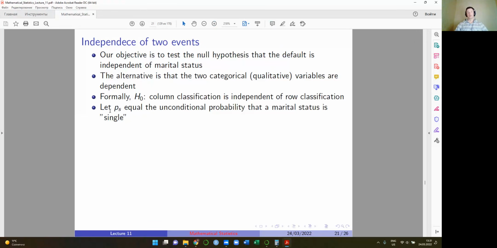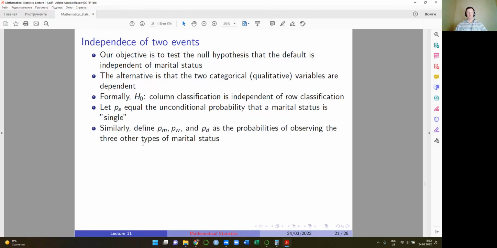So let's denote PS the unconditional probability that the marital status is single. Unconditional means that you just randomly select a person, ask whether the person is single or not, and then the person responds. This is the probability that the person responds single. Similarly, PM, PW, PD are the probabilities that the person is married, widowed, divorced. Definitely these probabilities must sum up to 1, because the person must fall into one of these 4 categories.